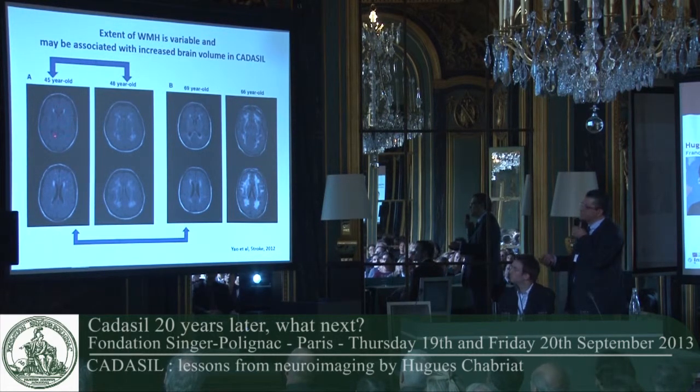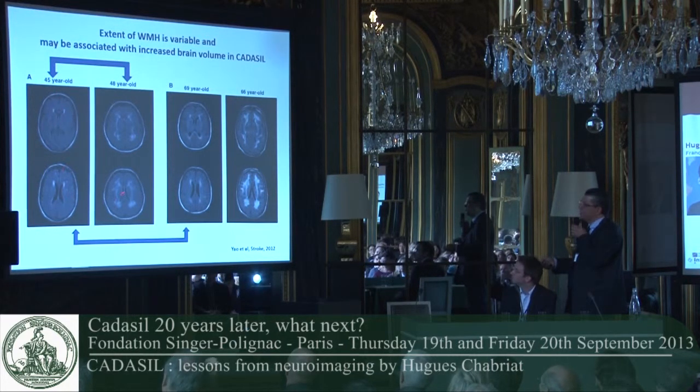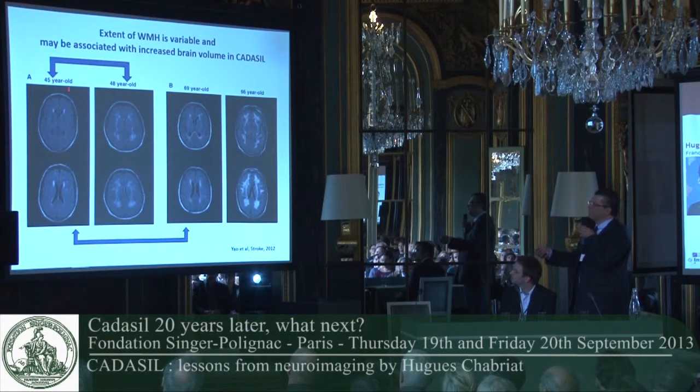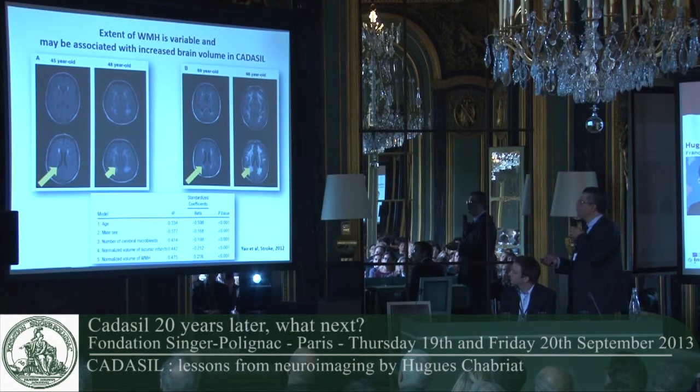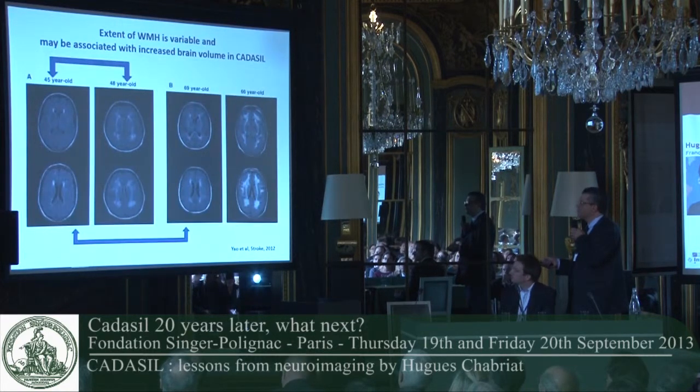You can see here the extent of white matter lesions in a 45-year-old patient, and here a 48-year-old person with much more diffuse white matter lesions. The amount of lesions observed at 45 years of age was similar to the amount observed in this 69-year-old patient. And you see here the large variations observed between patients.